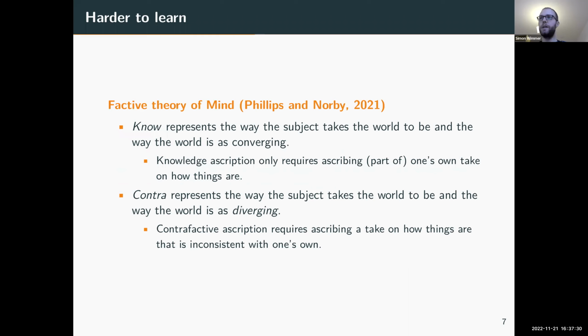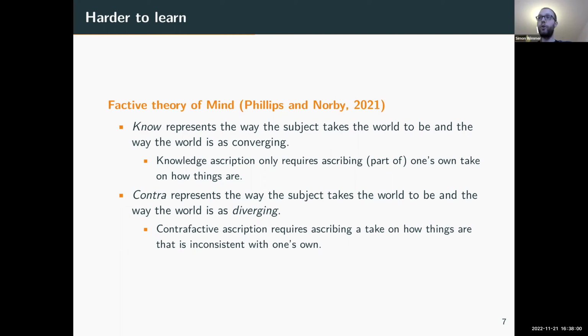So why should it be harder to learn? Here we apply the factive theory of mind developed in the philosophy of mind by Jonathan Phillips and Aaron Norby. They try to explain why it's easier to acquire something like know instead of a non-factive verb like believe. But their general explanation also applies to the case we're interested in. And the idea is simply that a verb like know, a factive verb, represents the way the subject takes the world to be and the way the world is as converging.